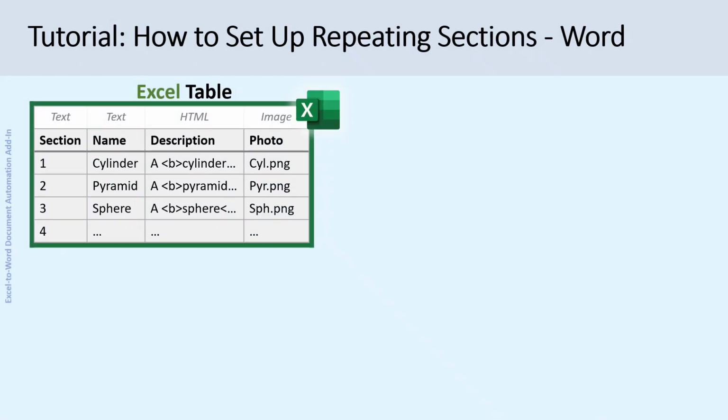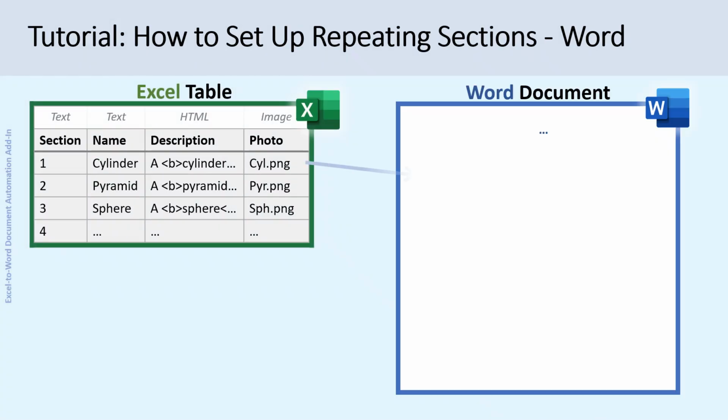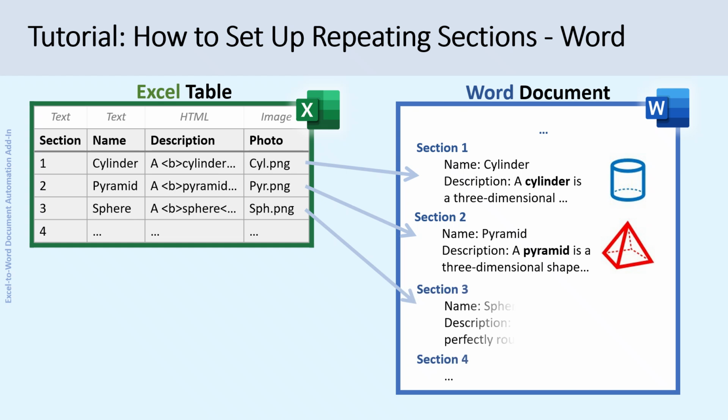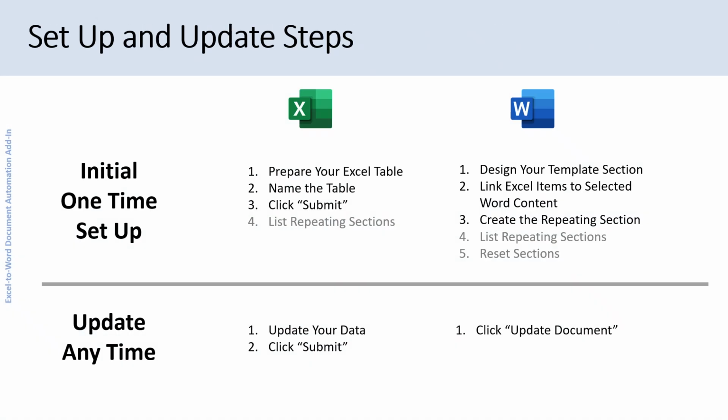In this tutorial, we will cover how to set up repeating sections in Excel and Word. Repeating sections is a key feature included in the Excel to Word document automation add-in. This tutorial assumes that you are familiar with how to link and update content using the add-in. We'll walk through the two workflows, the initial one-time setup and the ongoing updates you can make anytime after that.